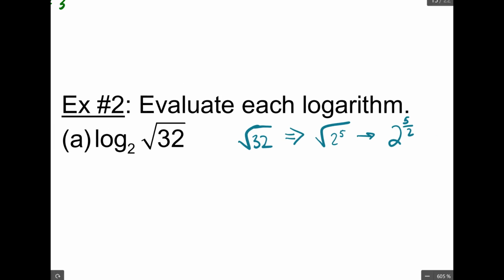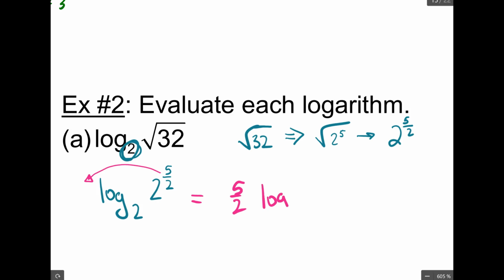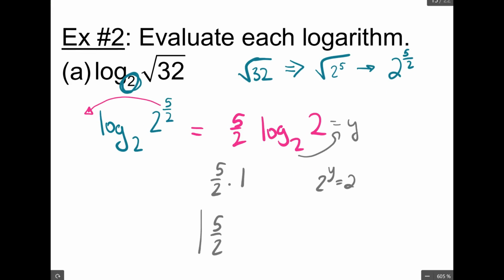I want it in terms of 2, because it's a base 2. Awesome. So I can have log base 2 of 2 to the 5/2. I can use the power property, bring that exponent out front. So now I have 5/2 times log base 2 of 2. Well, log base 2 of 2: 2 to the y is equal to 2, so clearly y is going to equal 1. So it's 5/2 times 1, which gives me an answer of 5/2.